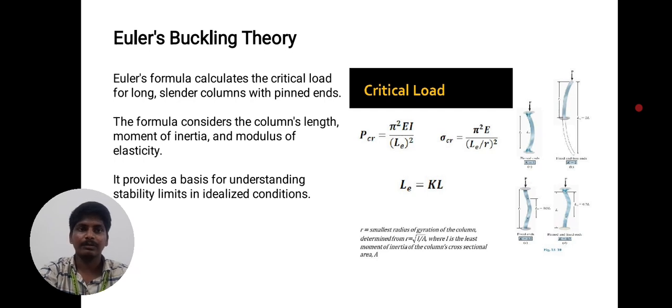Critical load formula: P_cr is equal to pi squared EI by L squared. Sigma_cr is equal to pi squared E by (L_e by r) whole squared. L_e is equal to KL. The formula considers the column's length, moment of inertia and modulus of elasticity. It provides a basis for understanding stability limits in idealized conditions.